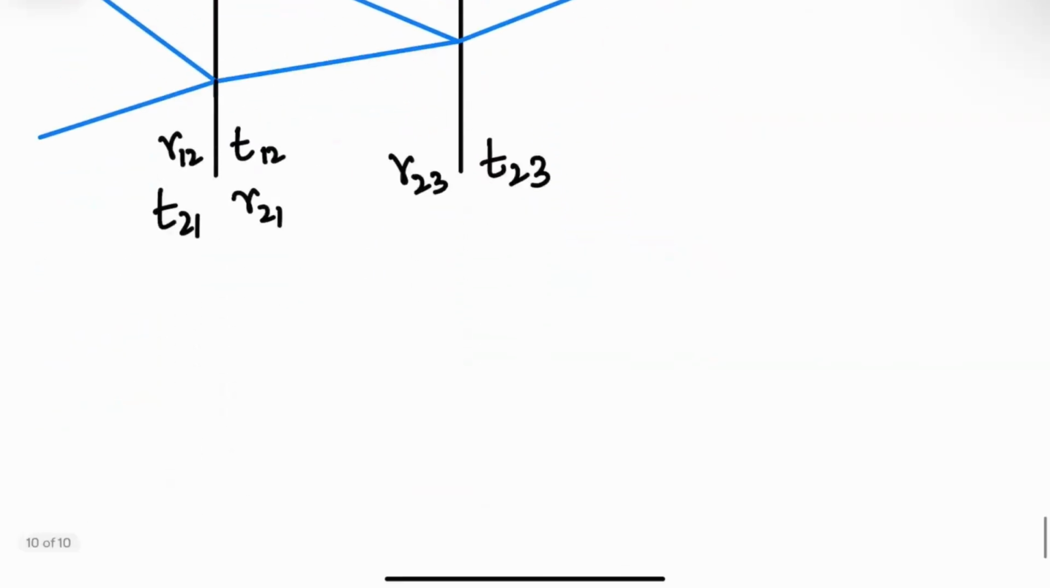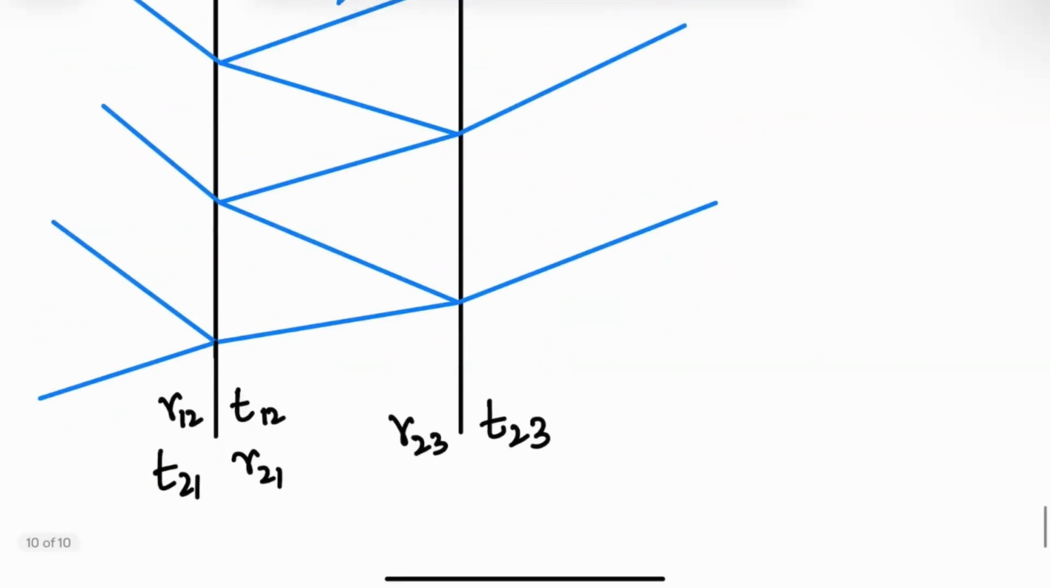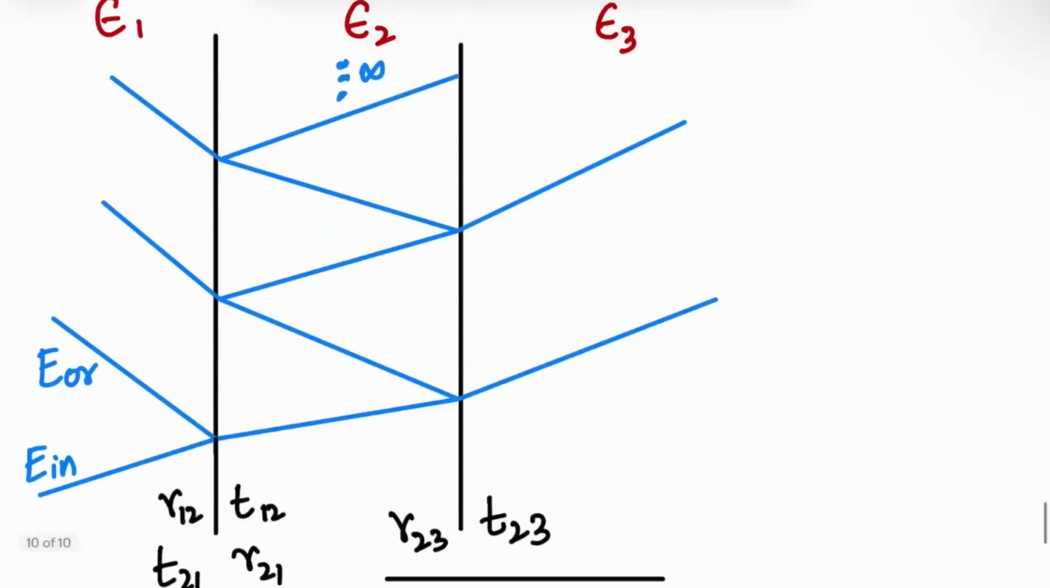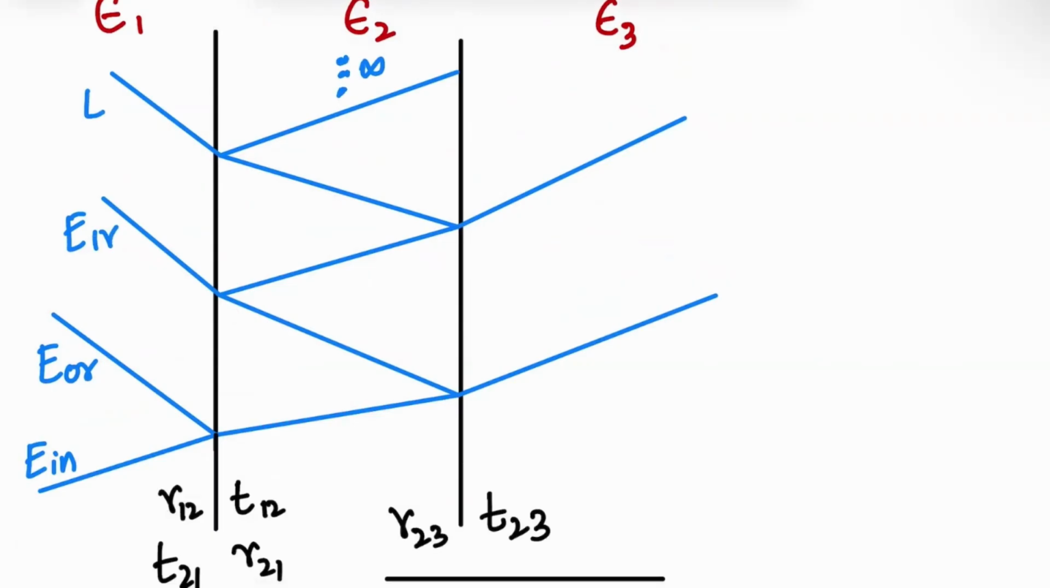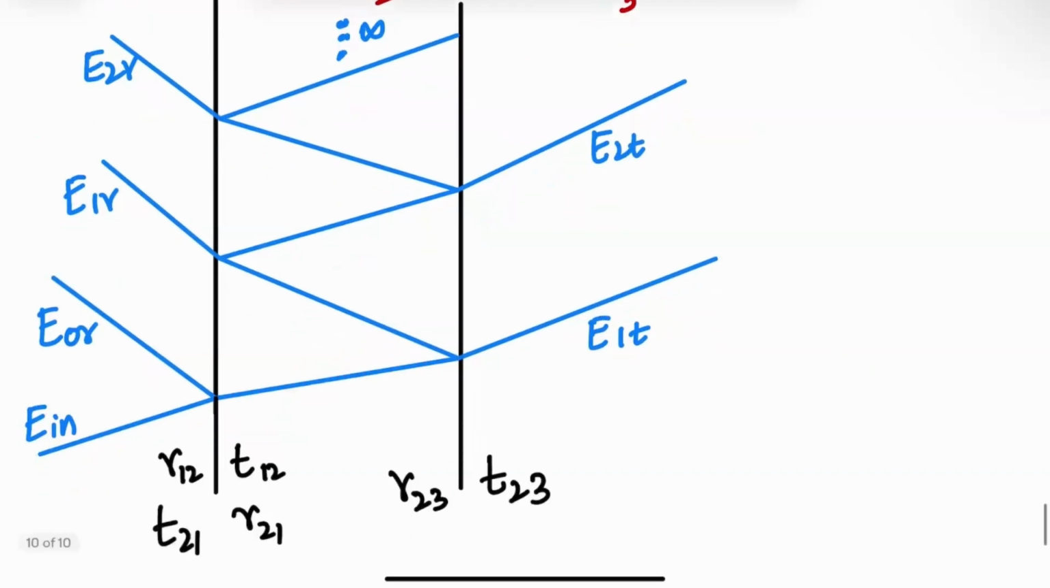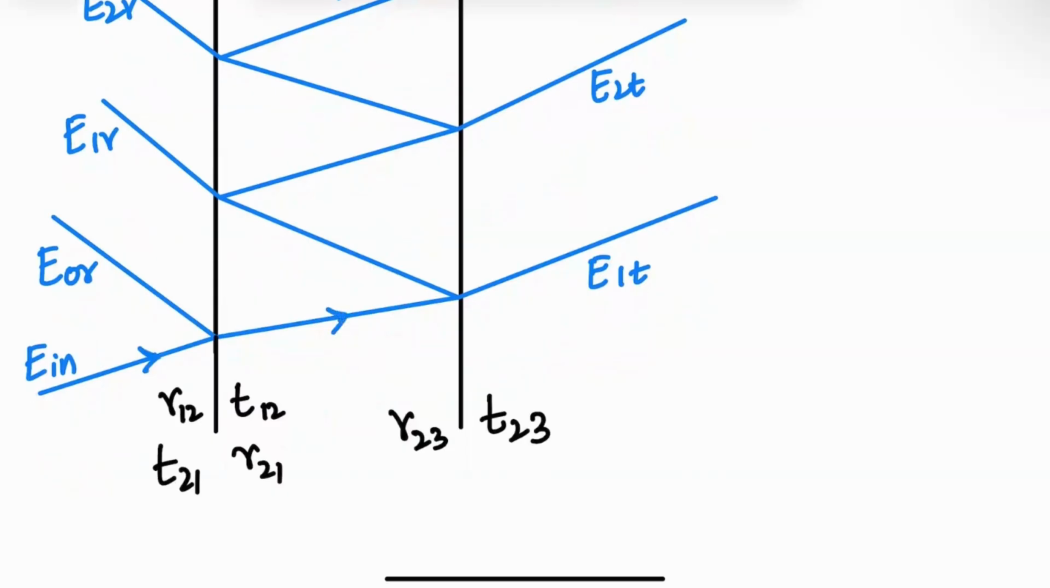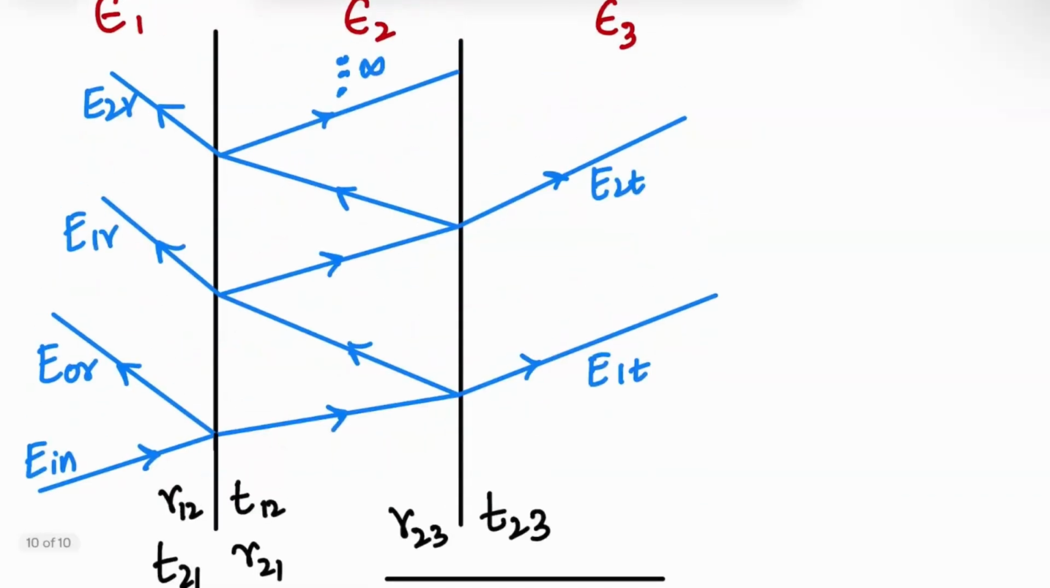Okay, based on these definitions, I'll also label these fields. I'll call this E incident. I'll call this E0 reflected, the first reflected wave. This is E1R, E2R, and so on. And this I'll call E1T, E2T, and so on. Okay? I can put some arrows to avoid confusion. These are all going out this way. These are all going out this way.